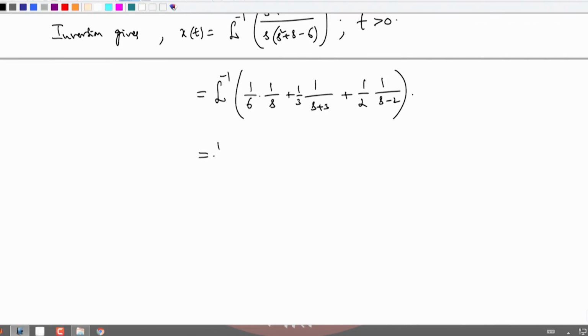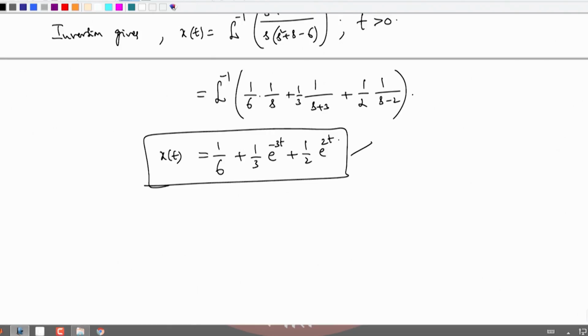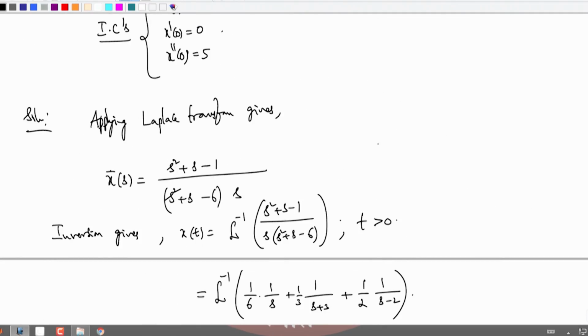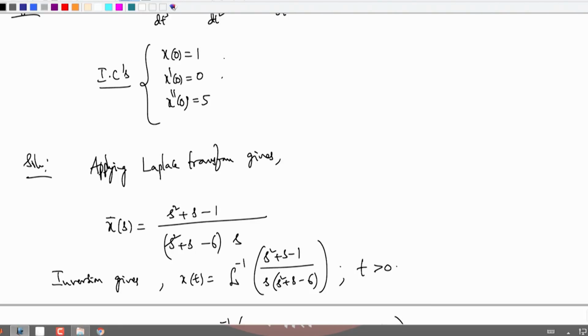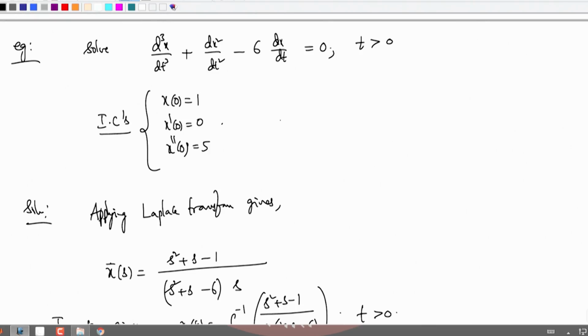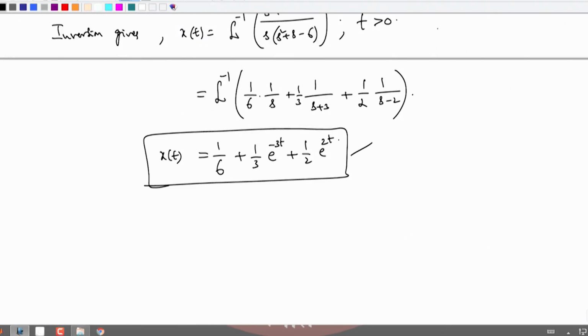So, you can easily see that 1 by 6 times 1 by s has Laplace inversion 1, plus 1 by 3 times e power minus 3t, plus 1 by 2 times e power 2t. So, this is your x of t. This is exactly your solution by the Laplace transform method for this initial value problem with these 3 initial conditions. If you try to solve it, this is how you get the solution.